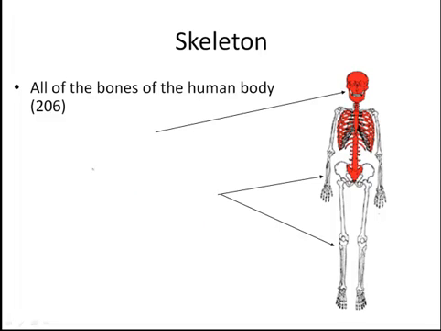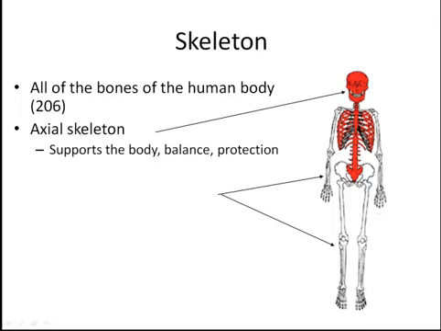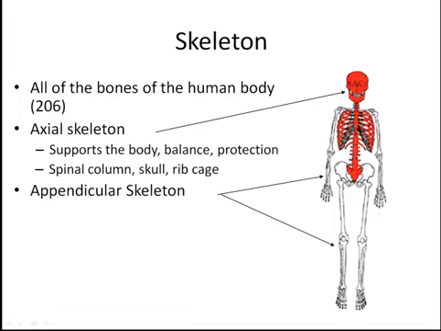Your skeleton is composed of 206 bones, and they are broken down into two parts. You have the axial skeleton, which is this center part, kind of like the axis of your body. So it supports the body, gives it balance, gives a lot of protection within here. Your vertebral column is protecting your spine, your spinal cord, skull, rib cage. Okay, so these are all important parts of the axial skeleton.